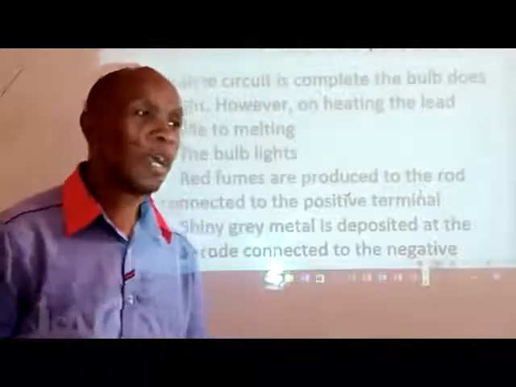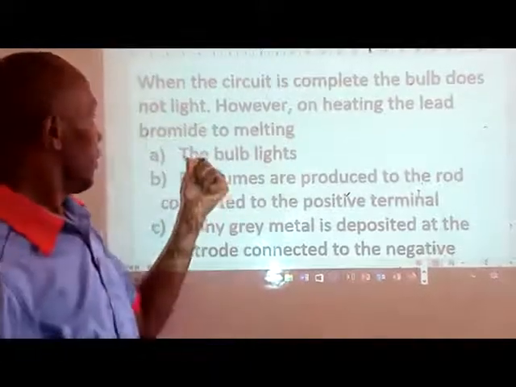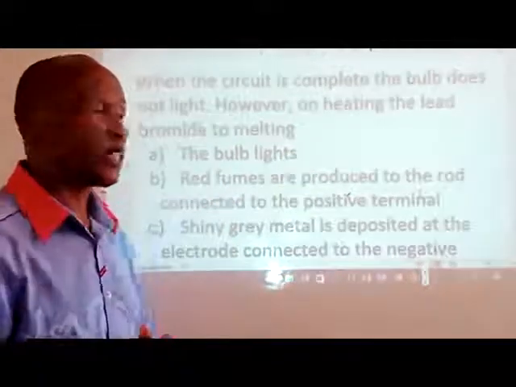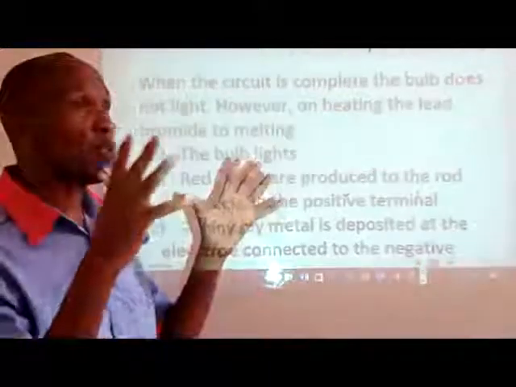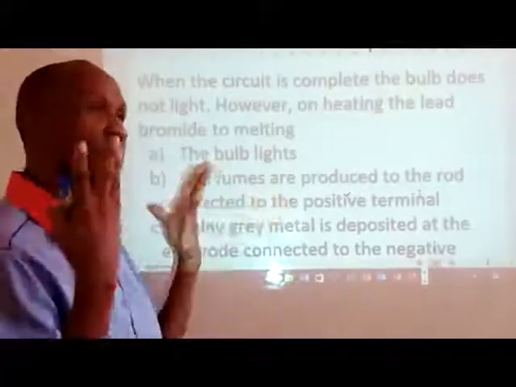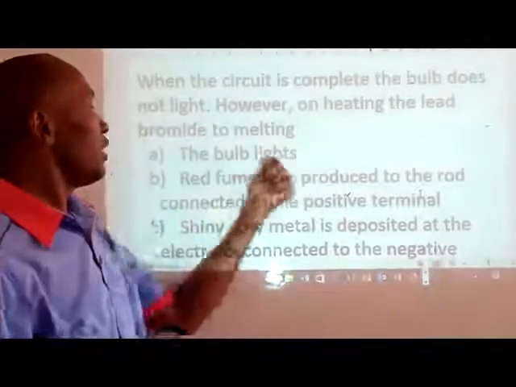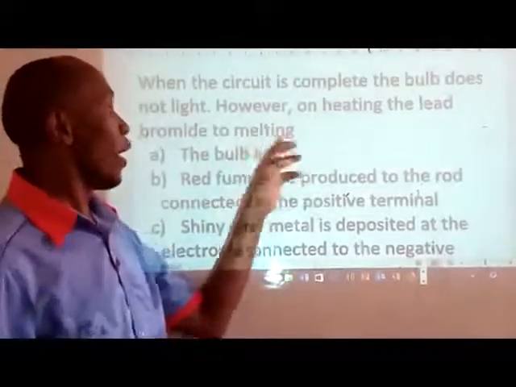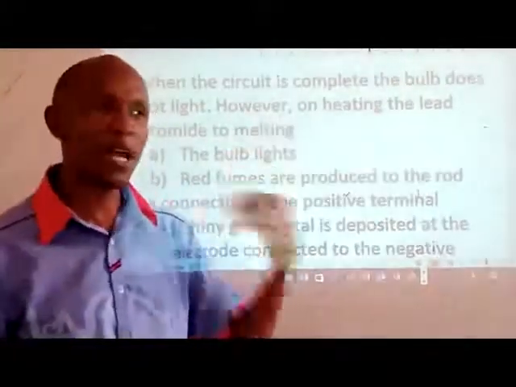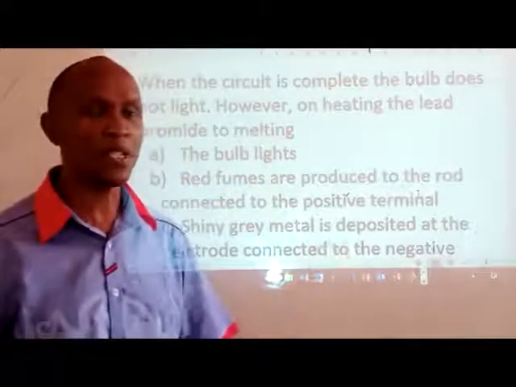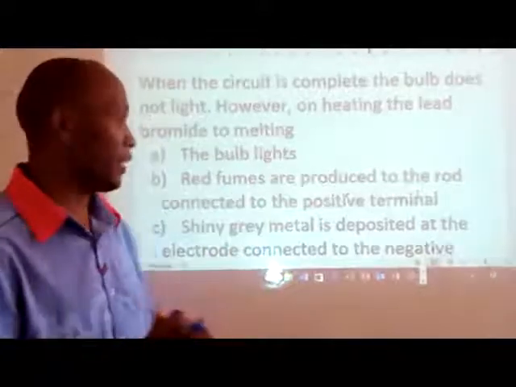This is what you have seen and maybe heard. No, let's start from the beginning. When we completed the circuit, the bulb did not light. The bulb only lit when the lead bromide melted. When the lead bromide in solid state was converted to molten, that is when the bulb lit.